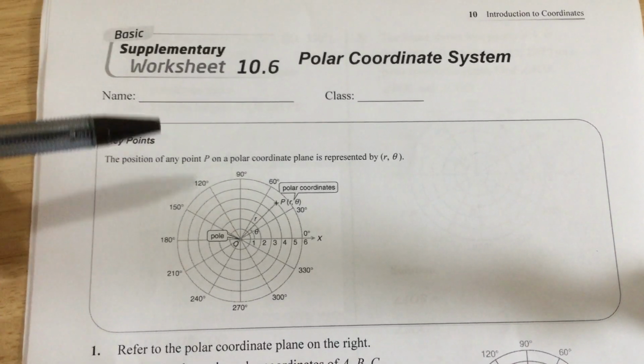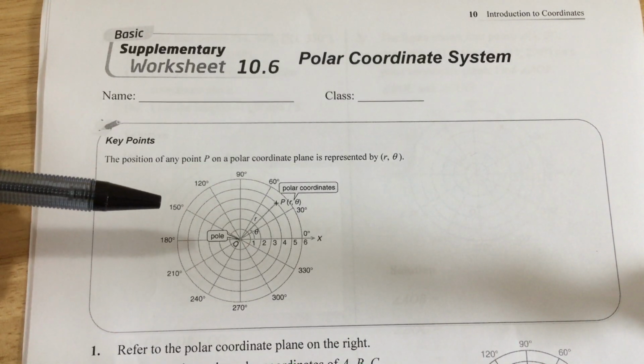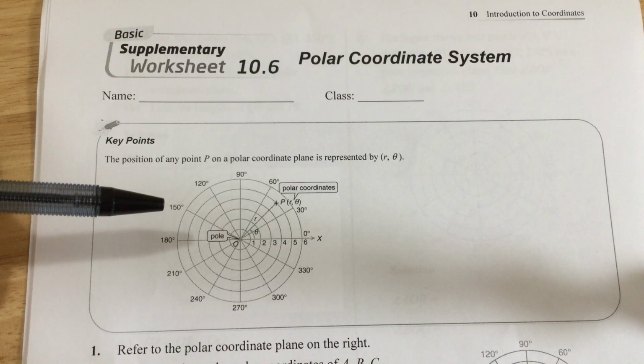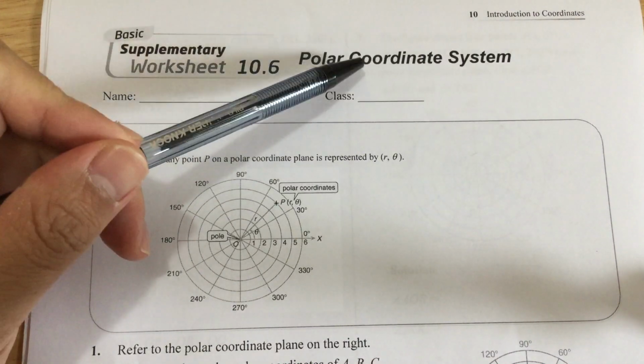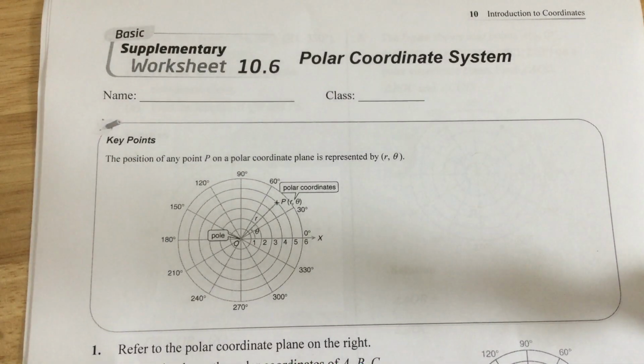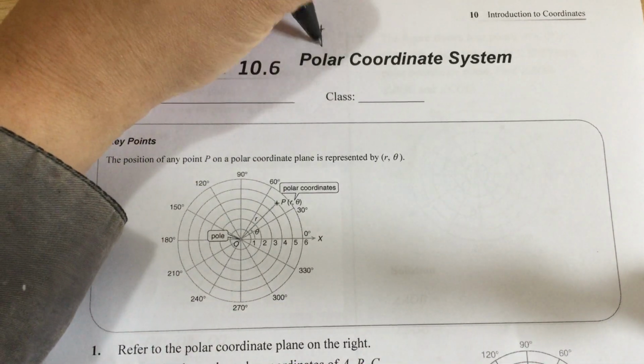Hello all, today we will talk about the last topic in the introduction to coordinate geometry. That is the polar coordinate system. In Chinese, this one is called 極坐標.